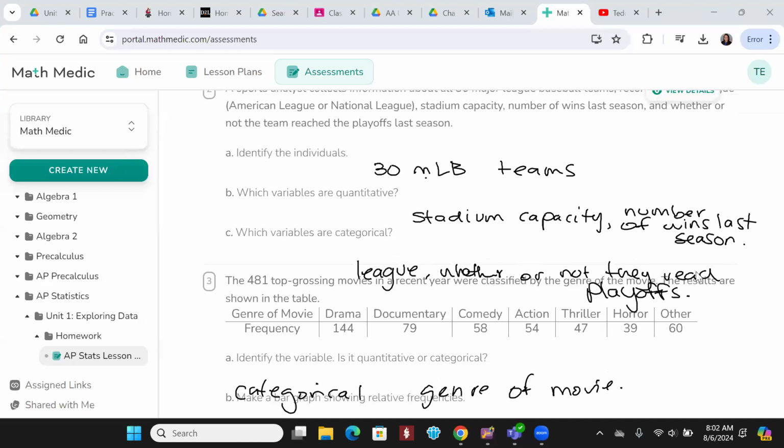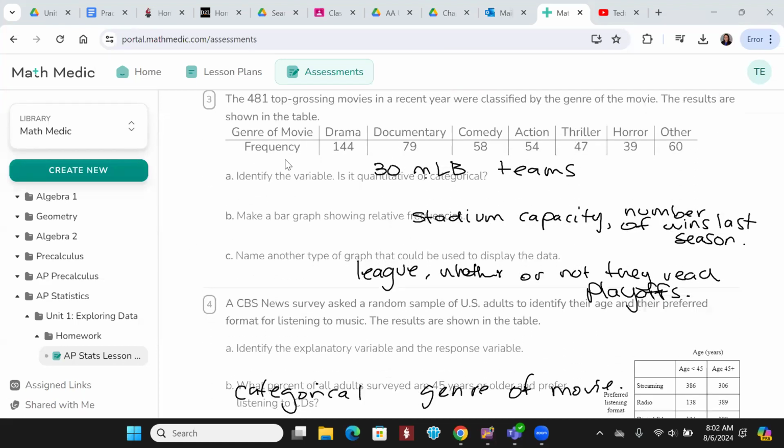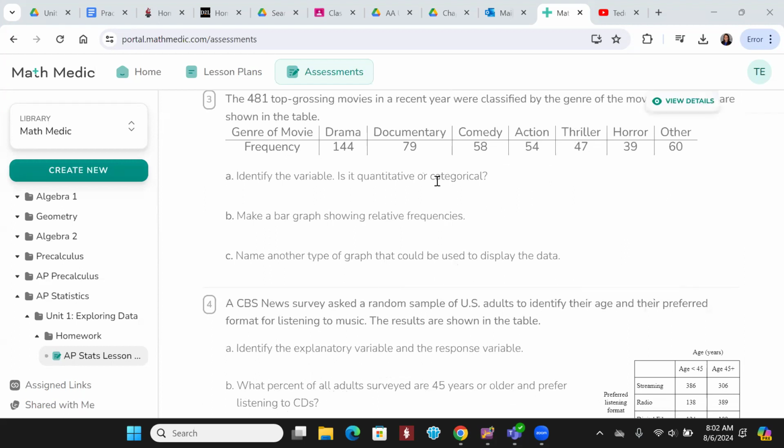So with that being said, let's go down here. Let's go ahead and convert these into percentages. So how many total do we have? 481. Okay, so for each one, we're going to take the total frequency and divide it by the total number of movies. Take 144, divide it by 481. Tell me what you get. 29.9%. Take 79, divided by 481. 16.4%. Take 58, divided by 481.